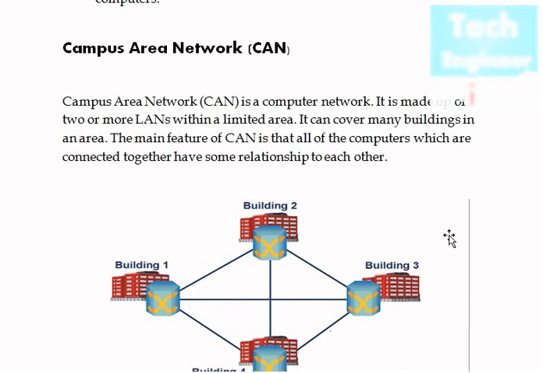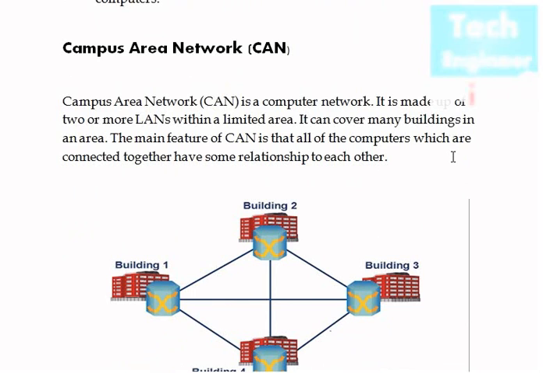It is made up of two or more LANs within a limited area. It can cover many buildings in an area. The main feature of a CAN is that all the computers which are connected together have the same relationship to each other. When you talk about the distance of a LAN, it covers something around 1 kilometer. Whatever network comes inside 1 kilometer is known as a local area network.